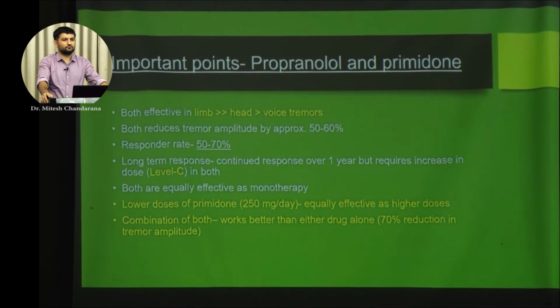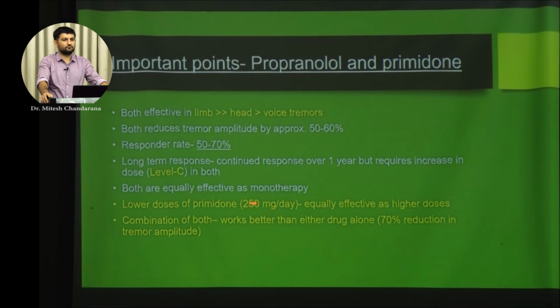Important points about propranolol and primidone: both are effective in limb more than head, more than voice tremors. Both reduce tremor amplitude by approximately 50 to 60%. Responder rate is 50 to 70%. Long-term response, there is data that shows continued response over 1 year, but they usually require increase in the dose in both the medications. Both are equally effective as monotherapy.